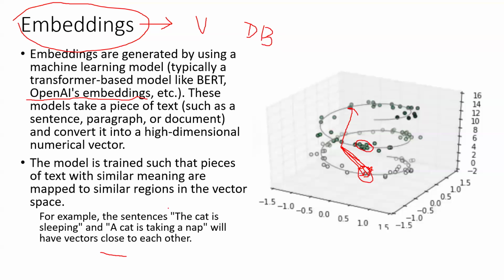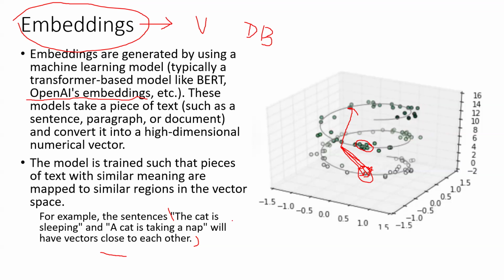So once I have this information with me, if I give it to my LLM saying that this is the question, what the cat is doing, then my LLM can understand the cat is sleeping, a cat is taking a nap, and then it can generate the answer. Did you all understand, guys? Does that make sense? What is a vector database and how embeddings are created?